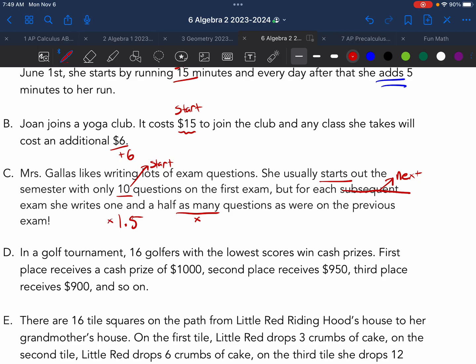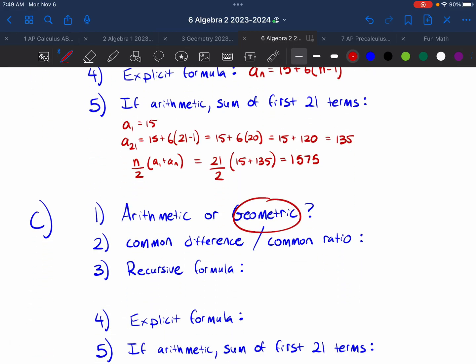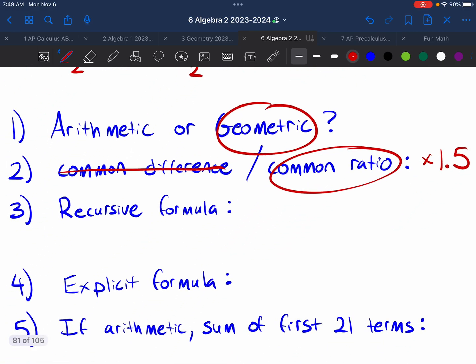So this is a case where down here we are geometric because we are multiplying. That means we're doing a common ratio. We're not doing a common difference, and that common ratio is multiplying by 1.5 each time. All right, so let's find our recursive formula.